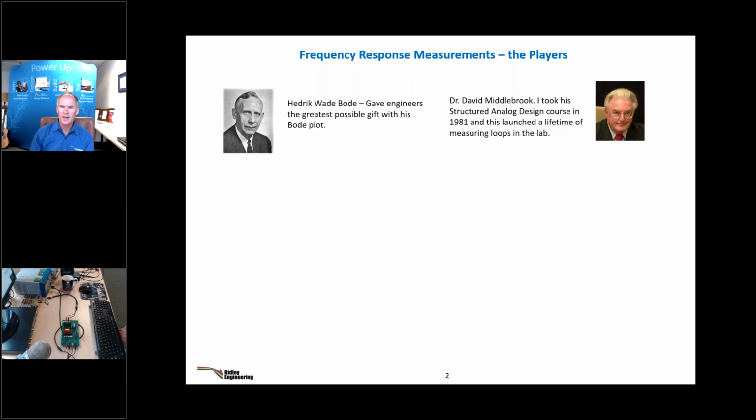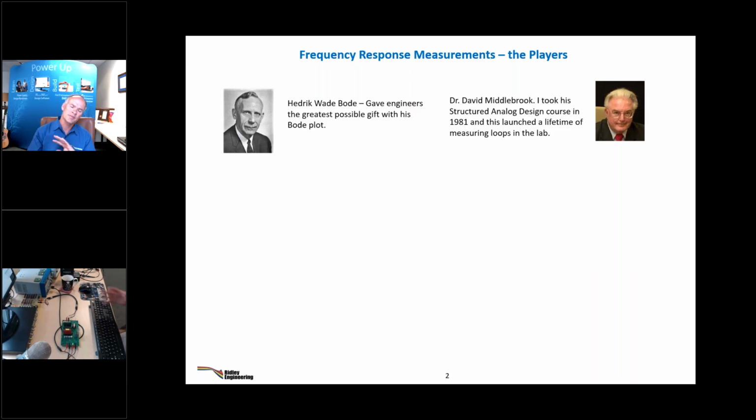So I took his structured analog design course, and of course, Middlebrook is known for his circuit theory, his extra element theorem, and many analytical things that he did in his life. But when he came to teaching the courses, it was very hands-on, and he was very insistent that measuring the loop was part of the process.